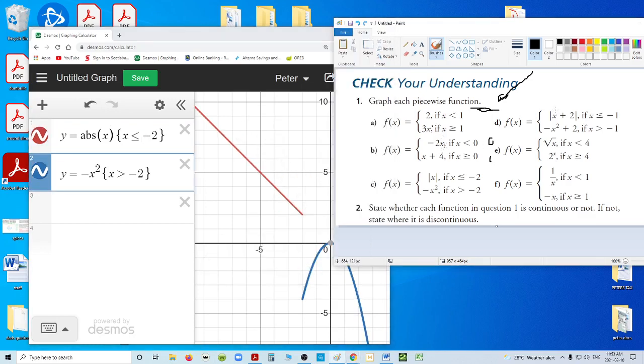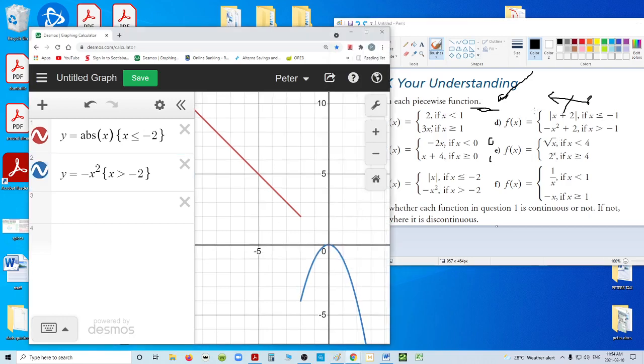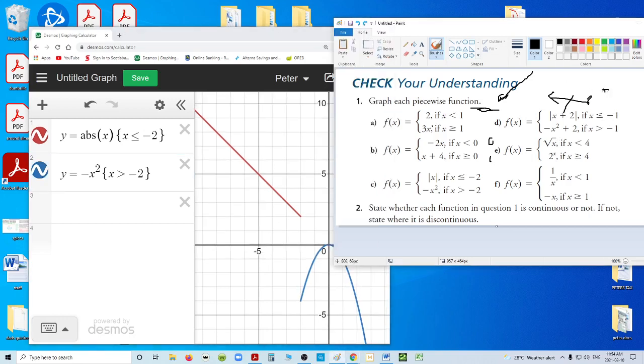Okay, let's get to the next one. This one here is an absolute value graph that's been shifted to the left by 2. That's because the 2 plus 2 is inside the absolute value. And only when x is smaller than 1. So it means at minus 2, I'd have a V, the vertex of the absolute value.